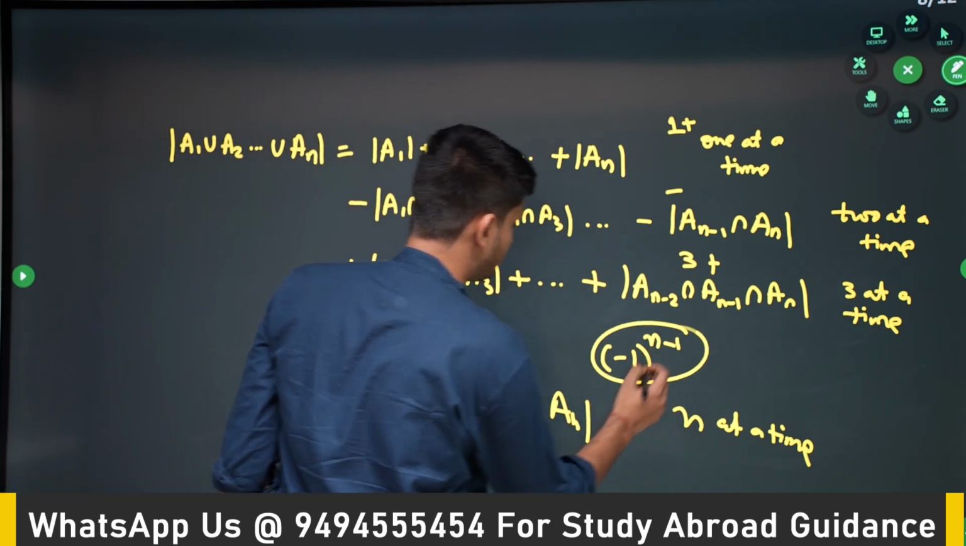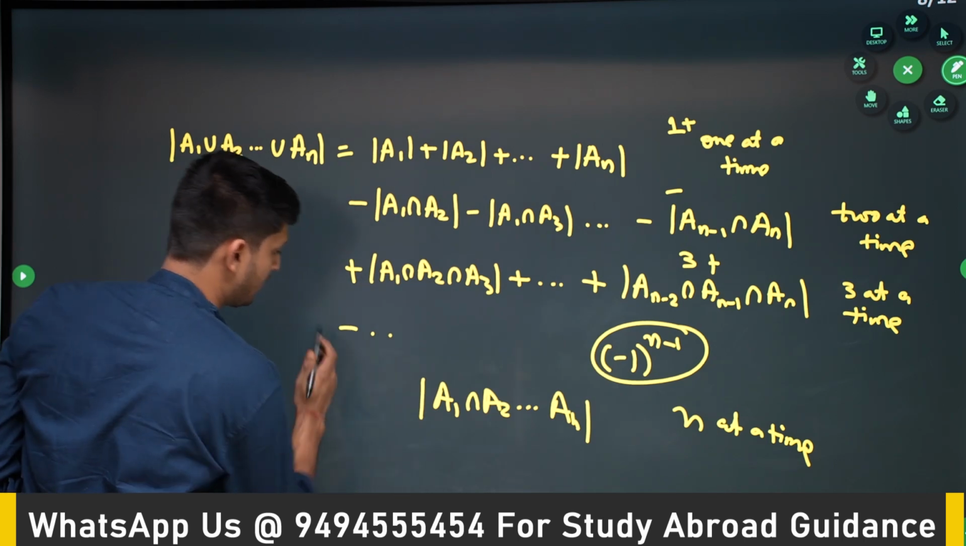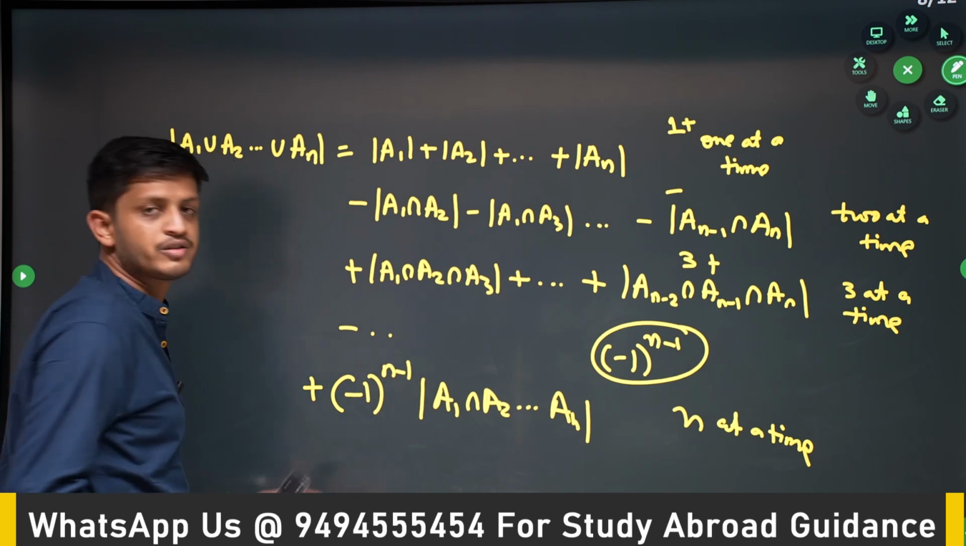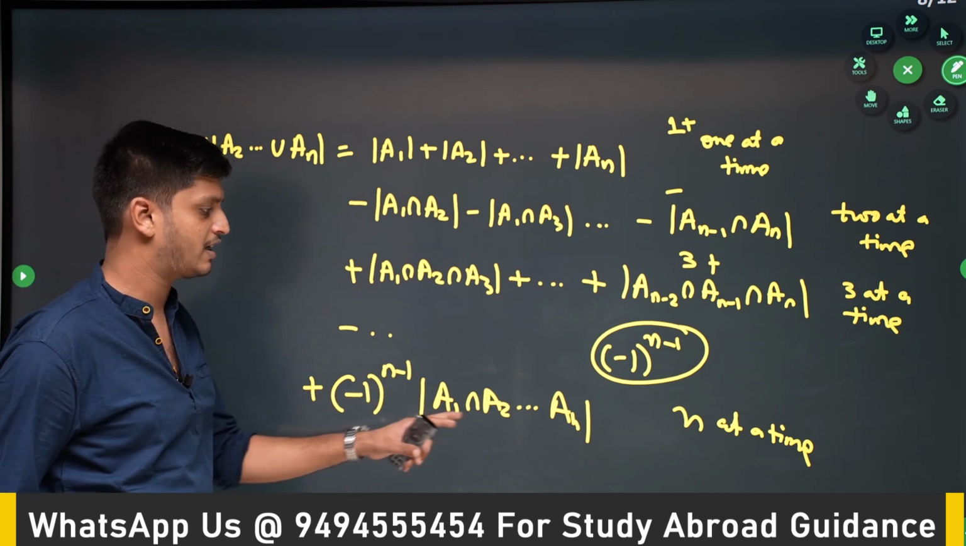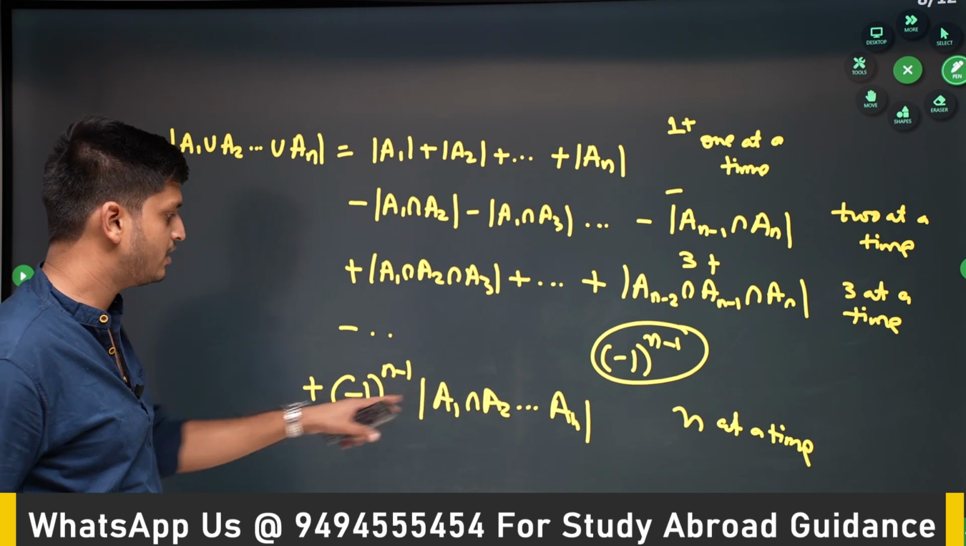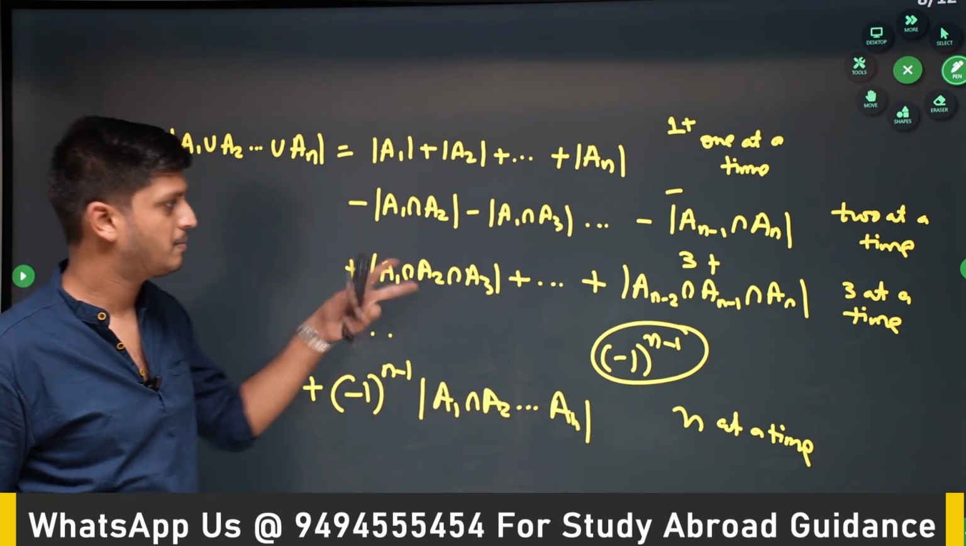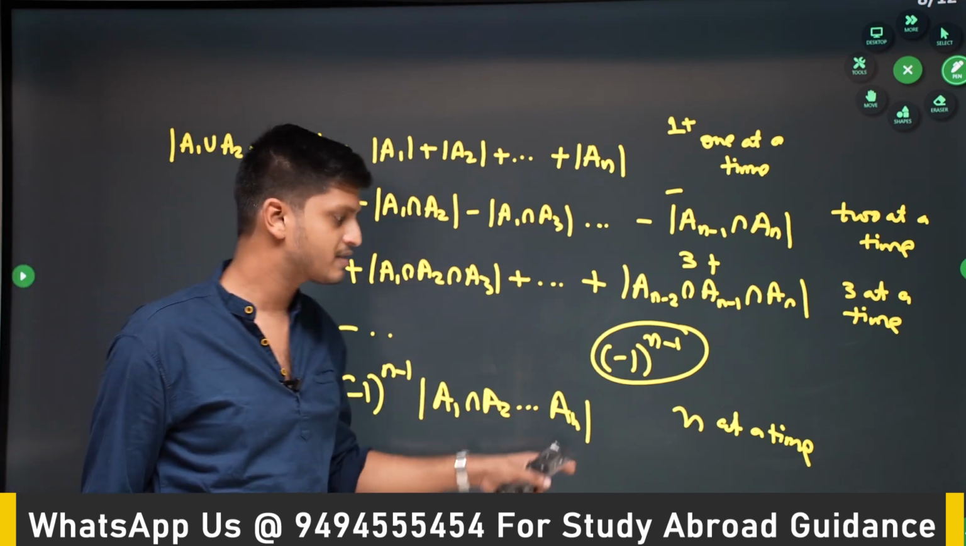So this is like the multiplication factor I gave. So the last term will be plus minus 1 to the power n minus 1. So this will automatically adjust. Like if n is even, this will become a negative sign. If n is odd, it will become a positive sign. Okay, minus plus minus plus. So this is our last term.